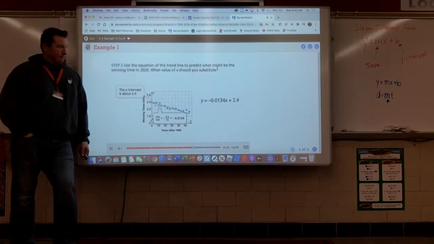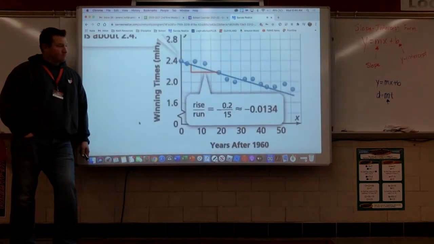Now you can use the equation of the trend line to predict what might be the winning time in 2026. To make this prediction, we need to figure out what value of x to substitute into the equation. What value should we use?